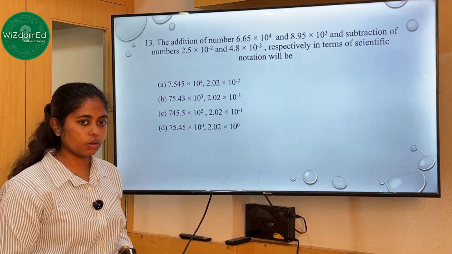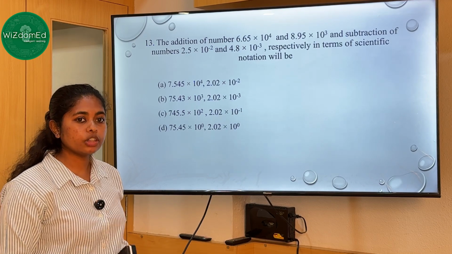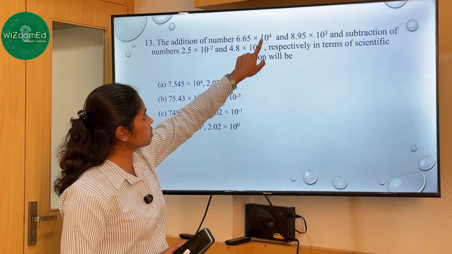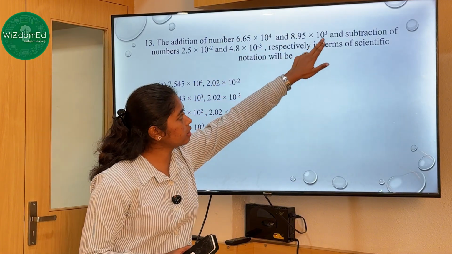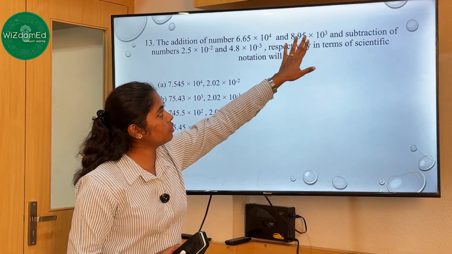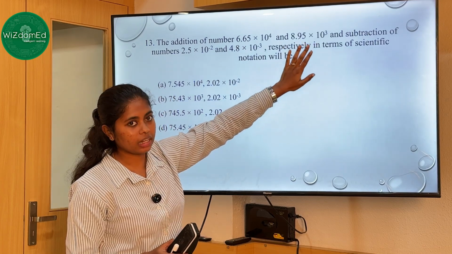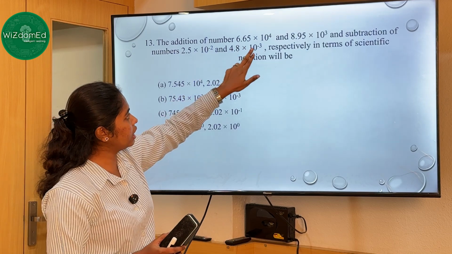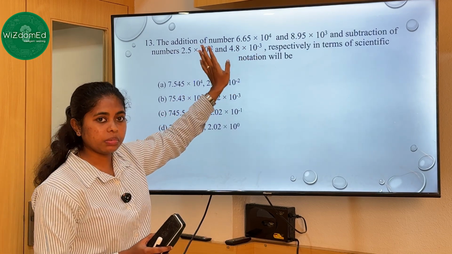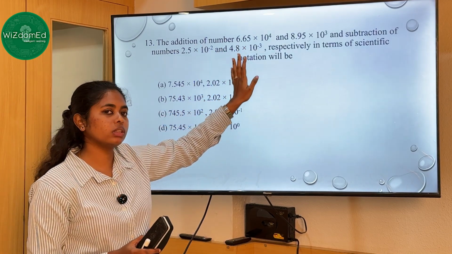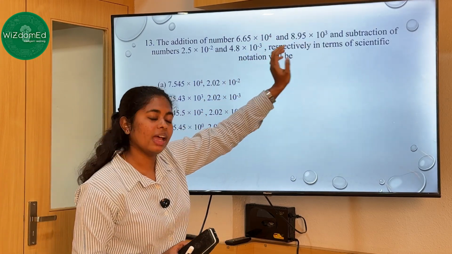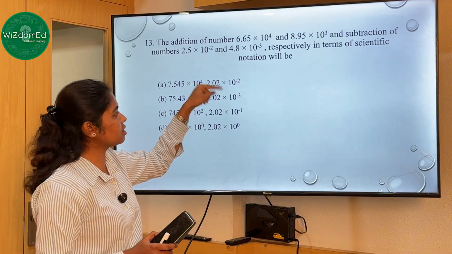To follow this rule, we have to make sure the power is the same when we are doing addition and subtraction. In the first case, the power is 4 and here the power is 3. As both the powers are different, we cannot add them directly. The same thing applies for the subtraction. Here the power is minus 2 and here the power is minus 3. As the powers are different, again we can't do the subtraction. So first we will make the powers the same and then do addition and subtraction.